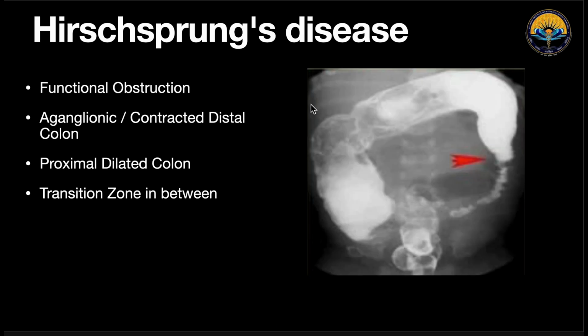Last we have Hirschsprung disease. Hirschsprung disease is a functional obstruction. Here we can see this end is contracted, this part has loss of ganglion cells. So this is the aganglionic or contracted part, and proximal to it is all dilated normal bowel, and between the dilated part and the contracted part there is a transitional zone. So Hirschsprung disease is characterized by a proximal dilated part, a transitional zone, and a contracted aganglionic part.